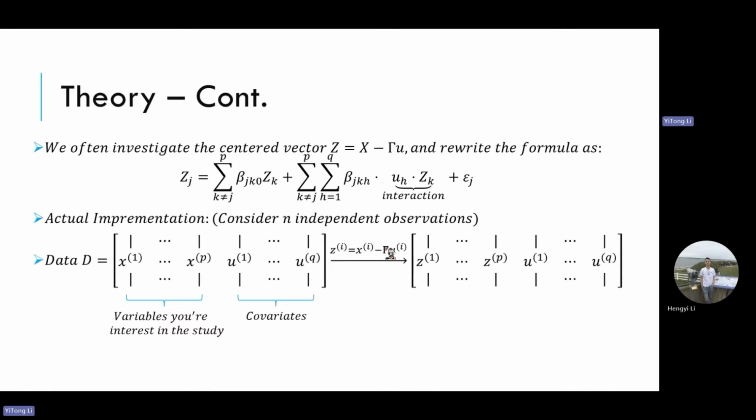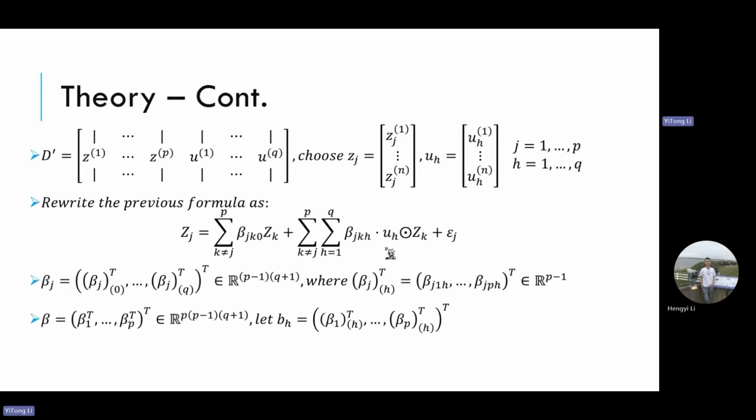Notice that we include an interaction term to consider the covariates, and then in the actual implementation, consider this partition matrix, variables x1 to xp that you are interested in the study, and the covariates u1 to uq. So we apply the centering to get the matrices Z and U. Here zj and uh are just two column vectors, one from the actual variables of interest, one from the covariates. We define this beta j column vector that collects all the coefficients, and beta jh that collects the coefficients belonging to the H group.